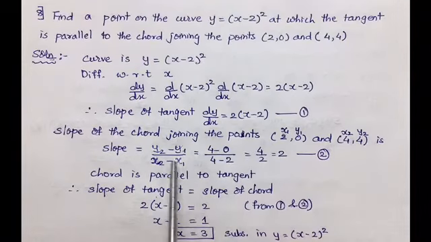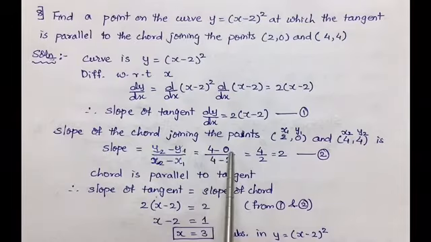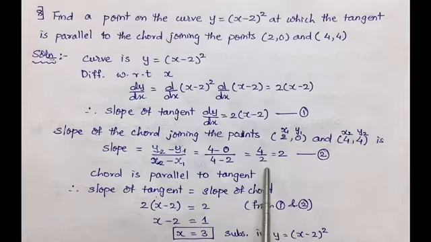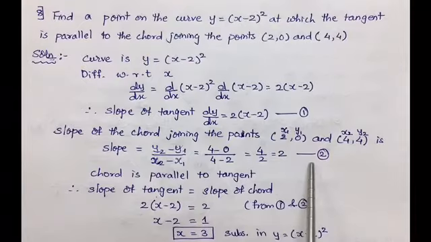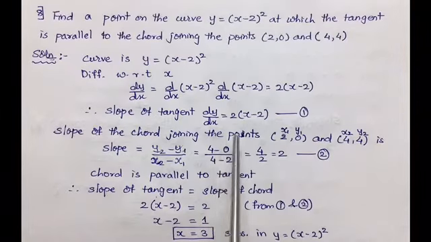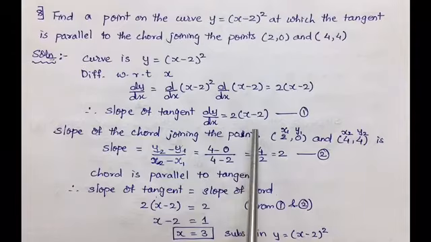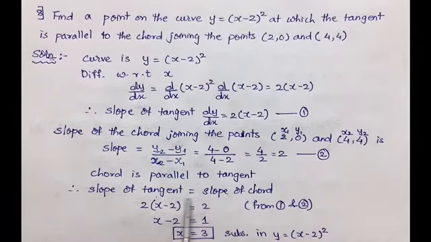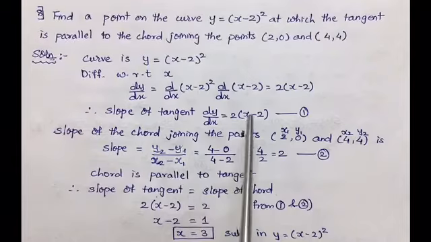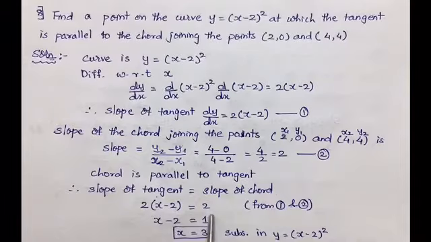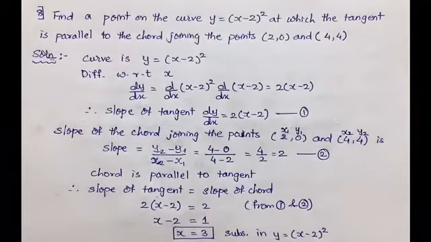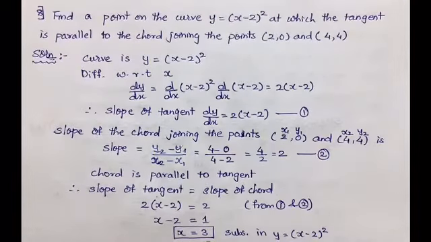So keeping the values, for y2 minus y1 we get 4 minus 0, and for x2 minus x1 it is 4 minus 2. So we get 4 upon 2, that is equal to 2. This is the slope of the chord, marked as 2. Now the chord is parallel to the tangent, therefore the slope of the tangent and the slope of the chord will be equal. So equating both 1 and 2, we get 2x minus 2 equal to 2. 2 and 2 get cancelled, so we get x minus 2 equal to 1 and the value of x becomes 3.